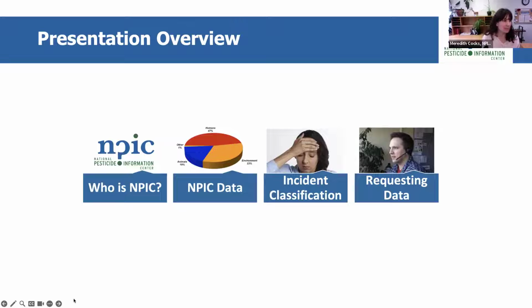Okay, so thanks again for joining me today. Today's webinar is going to have 4 different components. I'll go over them real quick. First, I'm going to give a quick review of what the National Pesticide Information Center is, in case we have attendees who are not familiar with us. And then I'll give an overview of our data, including how data are collected and what types of data we collect. After that, I'll discuss a bit about what we consider a pesticide incident here at NPIC. And finally, I'll close up discussing the process for how to request NPIC data.